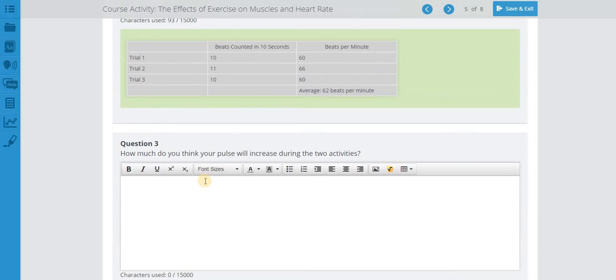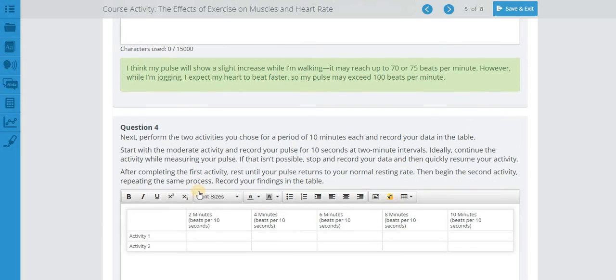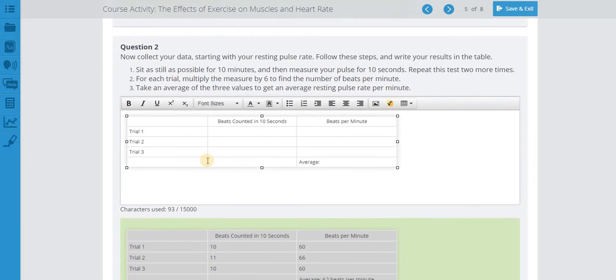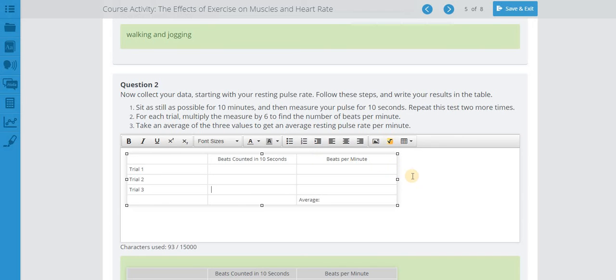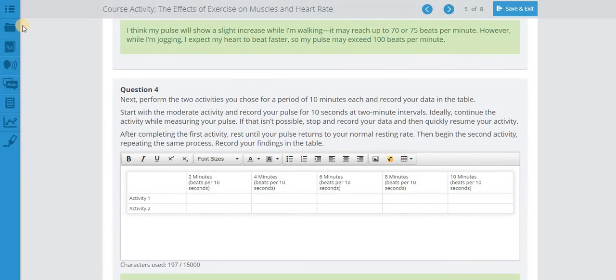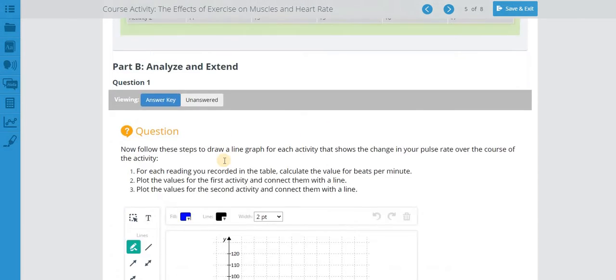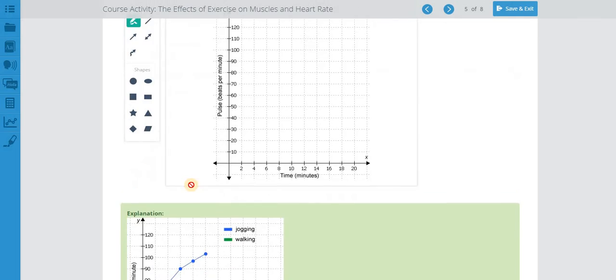Now, how much do you think your pulse will increase during the 2 activities? I don't know why they're answering that. That should be the 3rd question, not the 2nd. Perform the 2 activities. Oh, I see. Okay. Well, anyway, keep going through this, and you'll figure it out. I guess this is just a copy of the information up top. I think they got this off a little bit, but you can do this. This isn't that hard. And then you got to answer some questions down here.